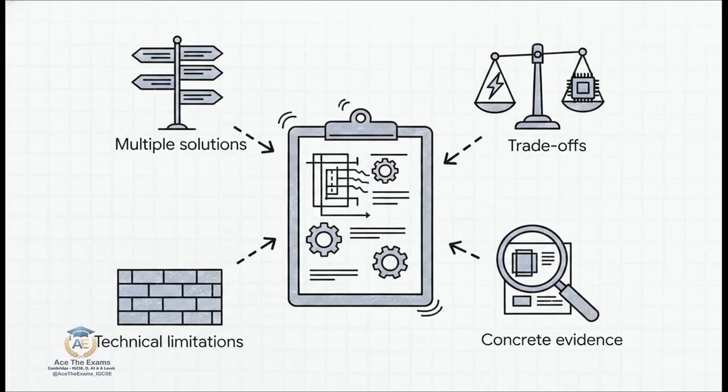The traits of top-scoring evaluative candidates are incredibly clear. They don't just write a nested if block and move on to the next page. No, they consider multiple potential solutions. They analyze the trade-offs. Maybe your logic is faster, but it uses significantly more memory. They acknowledge technical limitations. And most importantly, they justify all their design decisions with concrete evidence from the exam prompt. They treat the exam like a true software engineering brief.